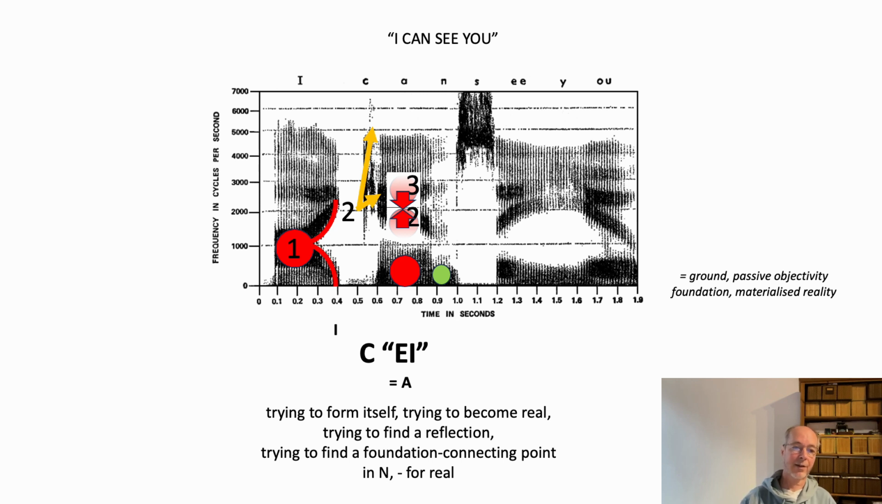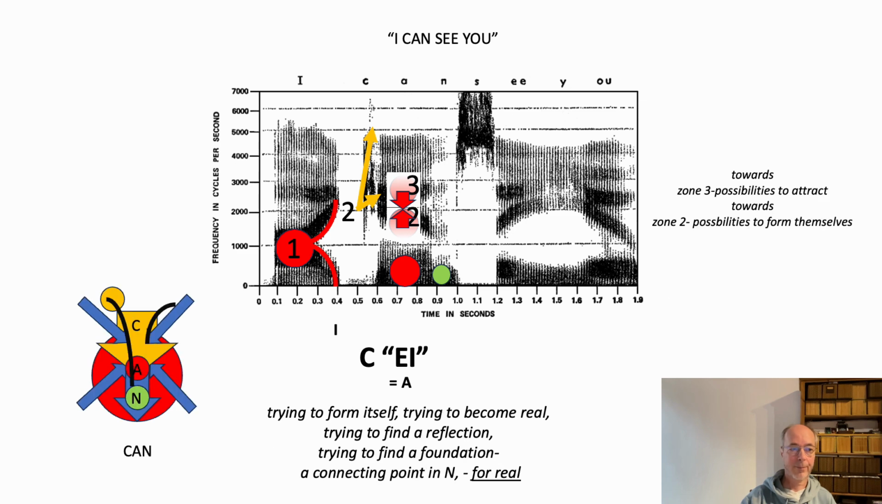So can, in a way, is like I want to find a reflection of what can be used and can form itself in reality. That's actually the meaning of the word can. You hear it immediately. You can associate it immediately, more quickly, and you can recognize it in the frequencies. Can, if I would express it in form, I can express it like this.